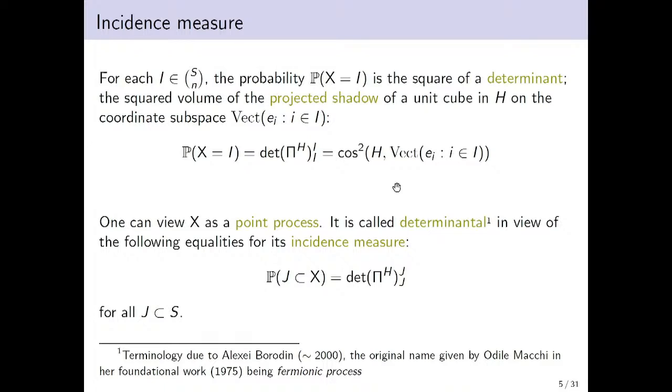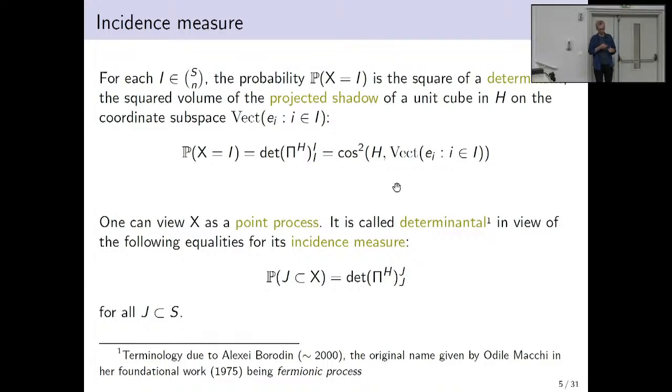Okay. So this name was coined, I think, by Alexei Borodin around 2000, and of course these are the point processes which were introduced as fermionic point processes by Odile Macchi in the 70s in her foundational work. Although I guess she was more working in the continuous, and this is the purely discrete case, finite case.